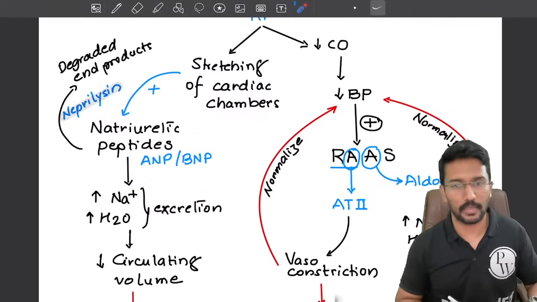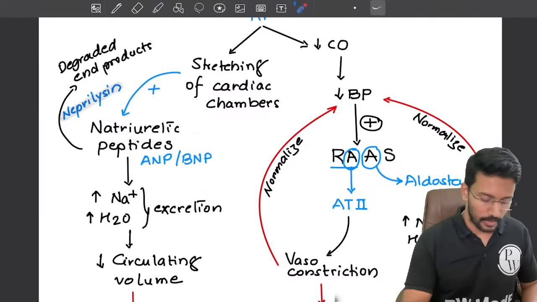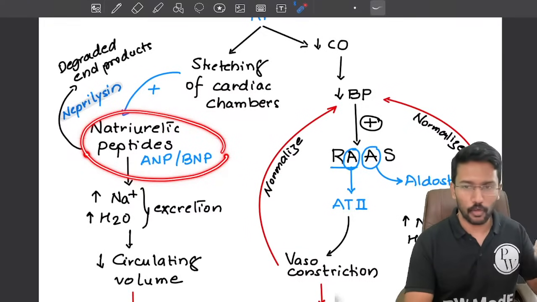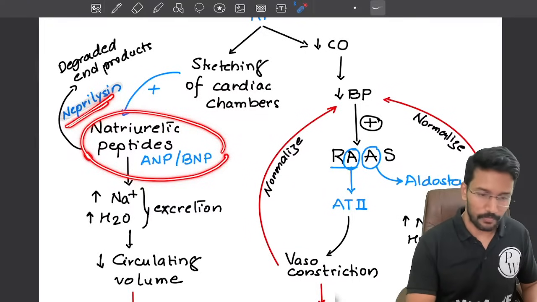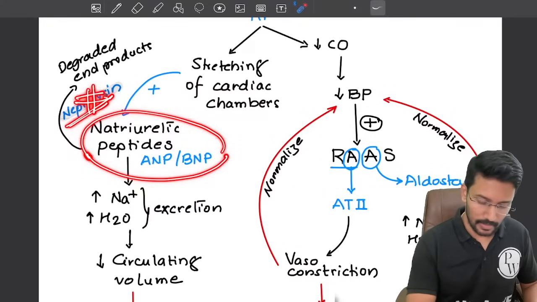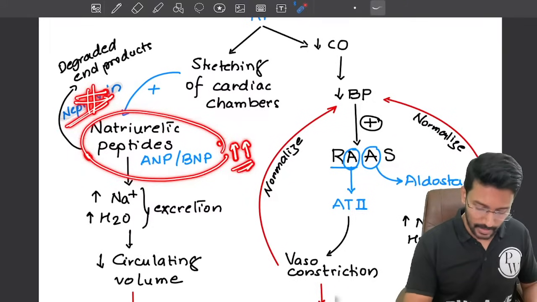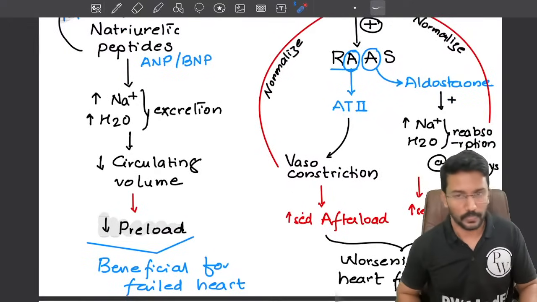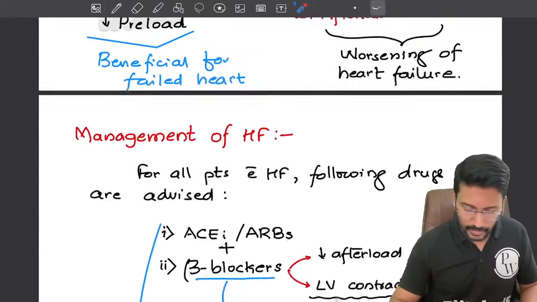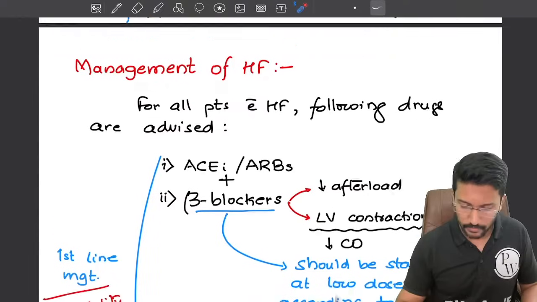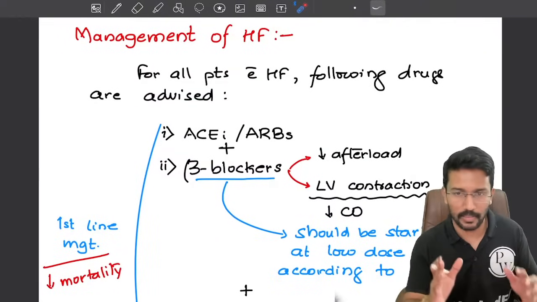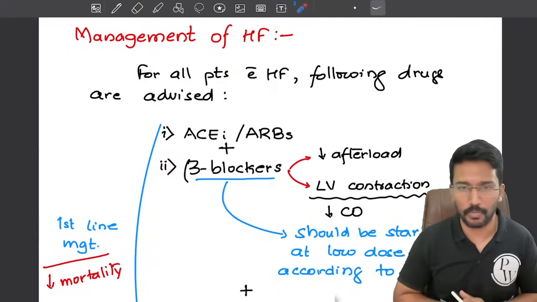How can we increase the efficacy of ANP or BNP? Generally, ANP and BNP, once they are released, are degraded or broken down by an enzyme called neprilysin. So if I inhibit neprilysin, then I can make ANP and BNP levels go high, and that can be helpful for a patient with heart failure. Clear? So when it comes to management of heart failure, we need to block RAS and inhibit neprilysin, and thus support the ANP and BNP.